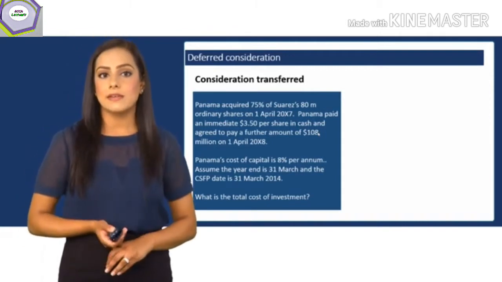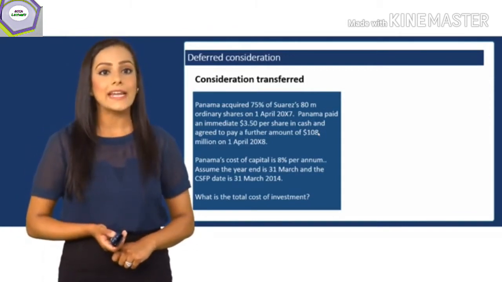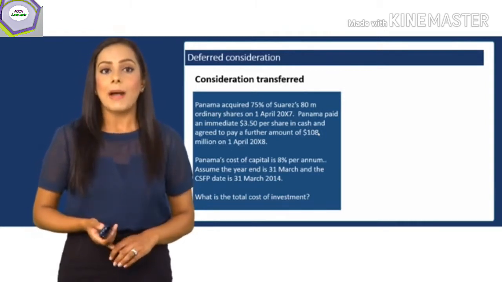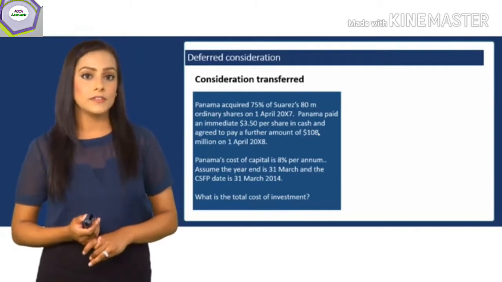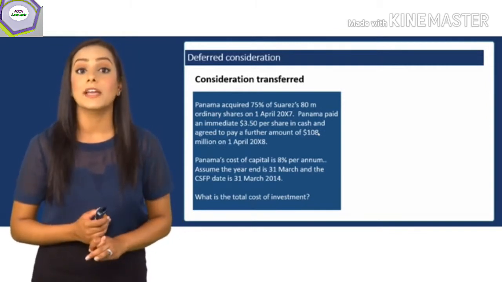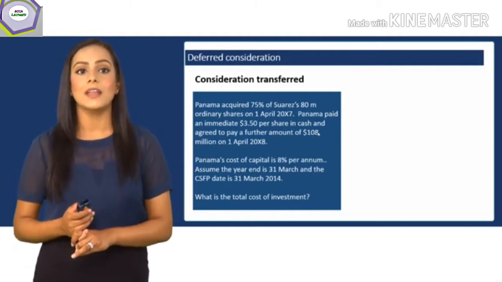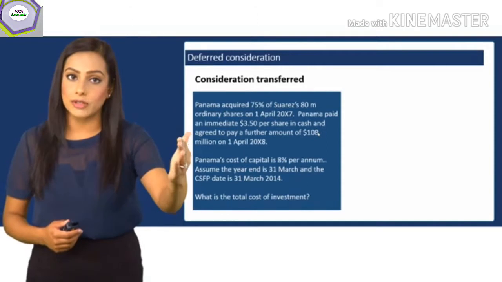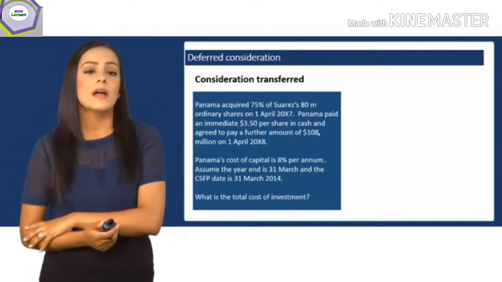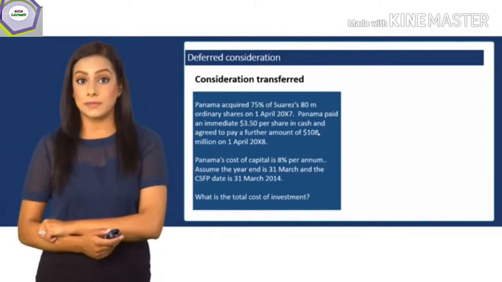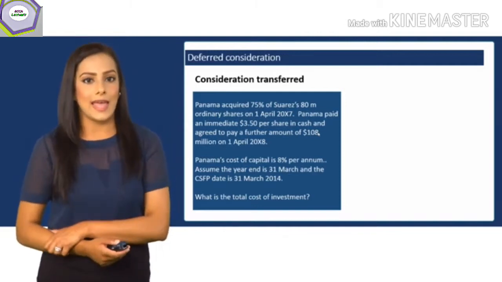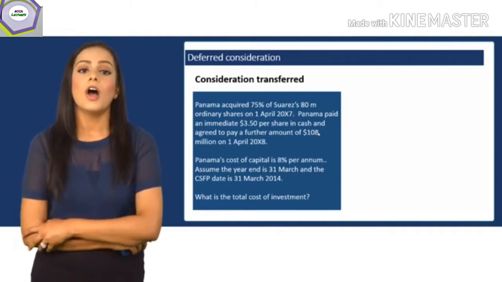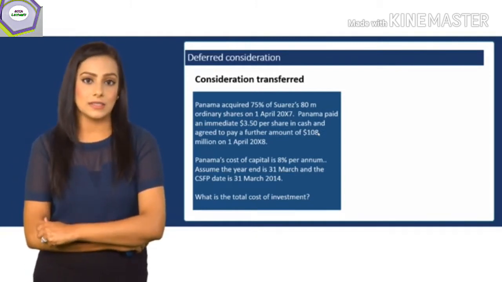Panama acquired 75% of Suarez's 80 million ordinary shares on the 1st of April 17. Panama paid an immediate $3.50 per share in cash and agreed to pay a further amount of 108 million on the 1st of April 18. So that means Panama has promised to pay an extra cash a year later. Panama's cost of capital is 8% per annum. Assume the year end is March 31st and the balance sheet is March 14. What is the total cost of investment?